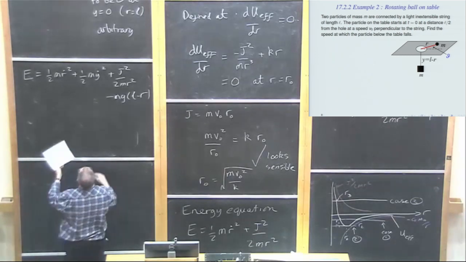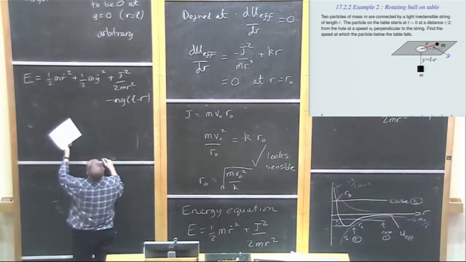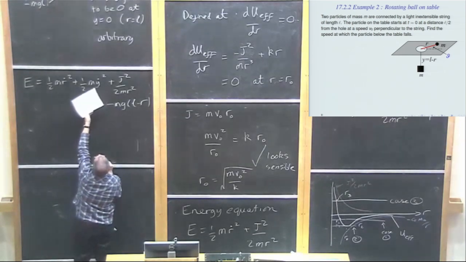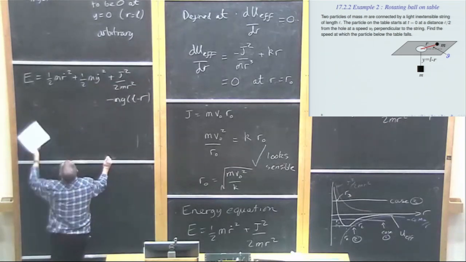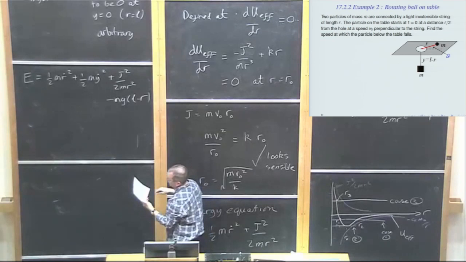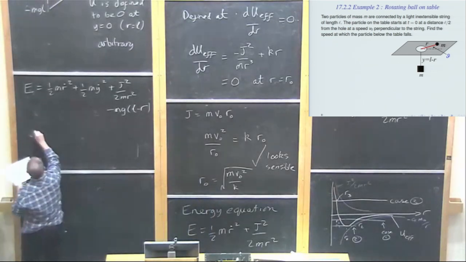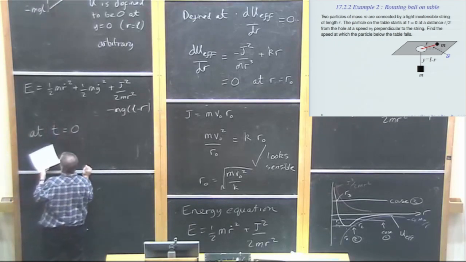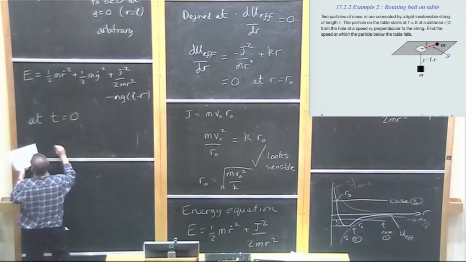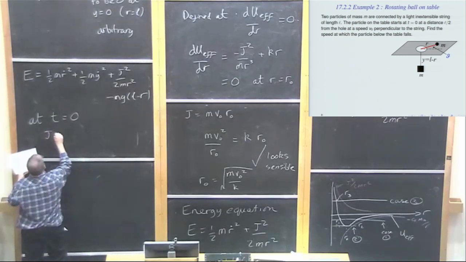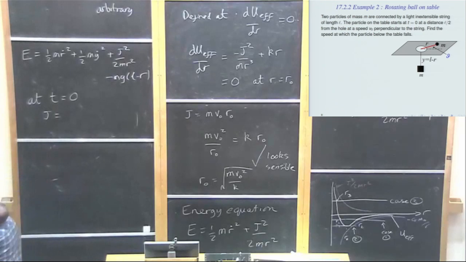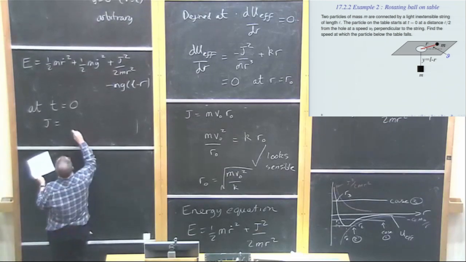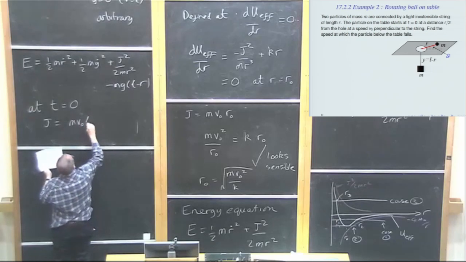the speed at which the particle below the table falls. That is related to these terms here, clearly. But firstly, this is the total energy. The energy is conserved. So what is the energy? Do we know the energy at any given time? Well, we do. At t equals 0, we know plenty of things. We know the value of J, because the thing starts at a radius of L over 2. It's moving at some velocity v0 perpendicular to the spring. So J is m v0 L over 2.